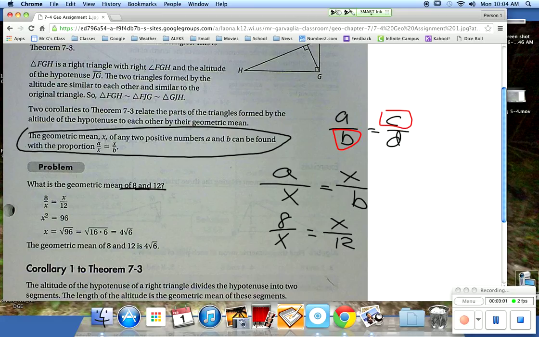So when we do our cross multiply and divide on this, we'd have x times x, which is x squared, equal to 8 times 12, which is 96. If we take the square root of both sides, x equals the square root of 96, and then we'd reduce it.